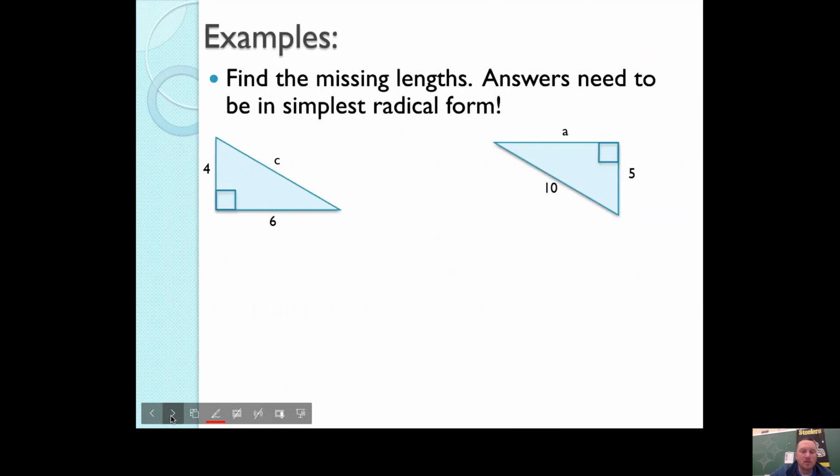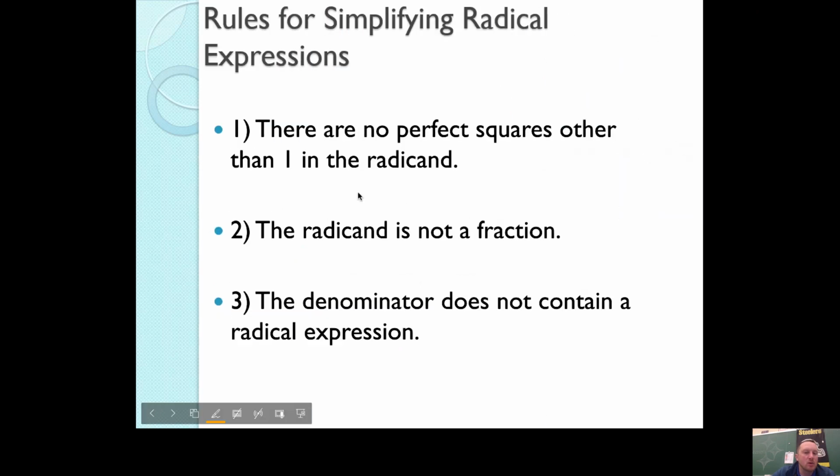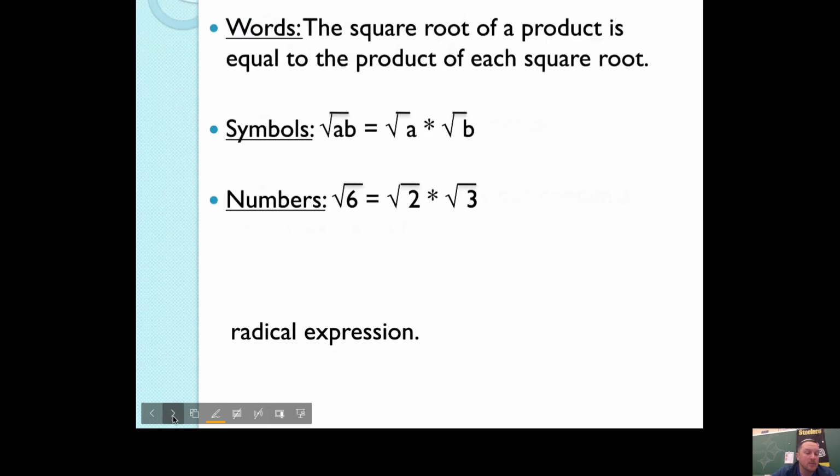So I'm going to show you what that looks like. Instead of leaving this as the square root of 52, you're going to write it as the square root of 4 times 13. And I'm going to make the 4 a different color because it's a special number. That special number is a perfect square, and that's why we did this. There was a perfect square that lived inside of here. That broke rule number 1. You can't have a perfect square inside the radicand, and we did.